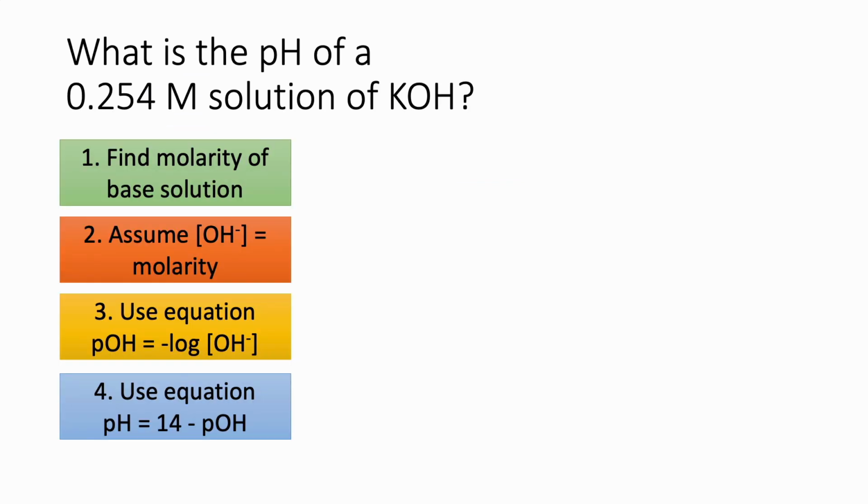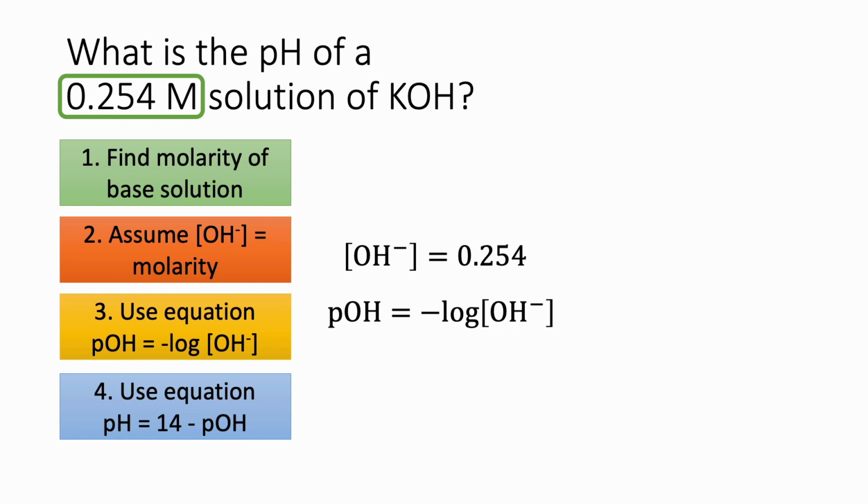So let's try a problem. We need to find the pH of a 0.254 molar solution of KOH. And first we have to look in the problem to find the molarity of the base solution. So this is something that you would probably calculate if you were weighing out a mass of KOH on your balance and mixing it into a known quantity of water. We assume that the OH minus concentration here is going to equal the molarity, 0.254 in this case. And then we're going to use the equation pOH equals negative log of OH minus. So let's plug our OH minus concentration into that. Negative log of 0.254 will give us a pOH of 0.595.